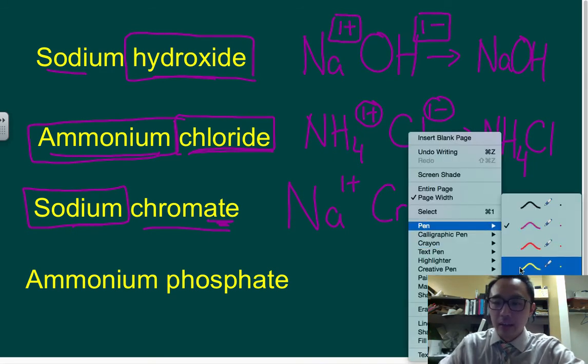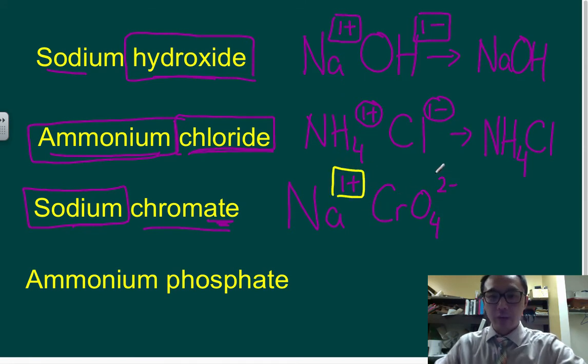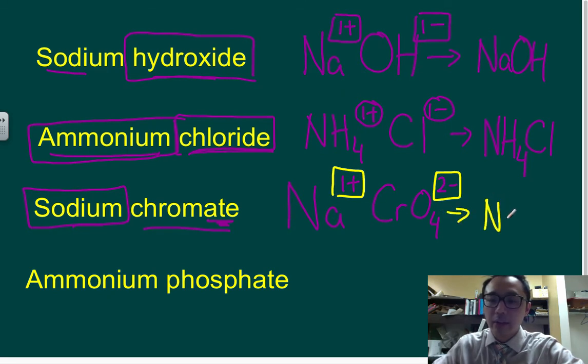So we're going to look at this one. For sodium, it's a 1 positive, and chromate is 2 negative. Well, we can see that chromate is 1 bigger, so we need 2 of these sodium ions. So we're going to have Na2, because if we multiply sodium by 2, it's going to be 2+.